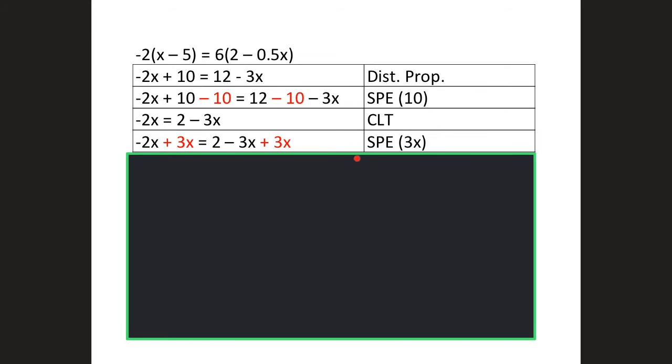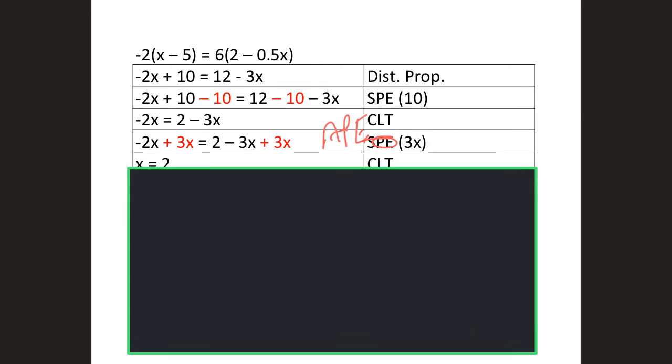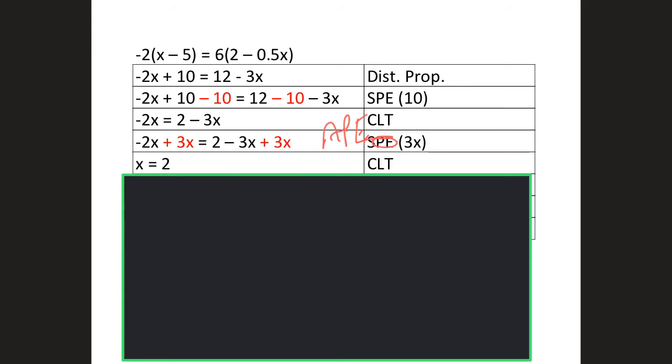Again, that's subtraction property of equality. Oh, that should be addition property of equality, because I am adding the 3x to both sides. So let's just do a little cross out here. That should be addition property of equality. We all make mistakes. So I come down to my next slide. You can see that once I simplified this, negative 2x plus 3x gave me x. Here these canceled, I'm left with 2. So I get x equals 2.